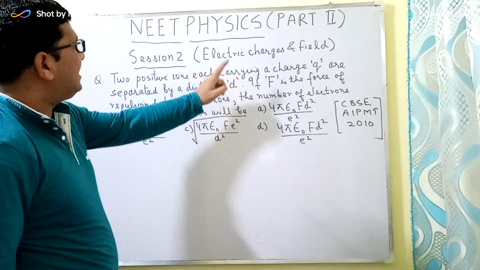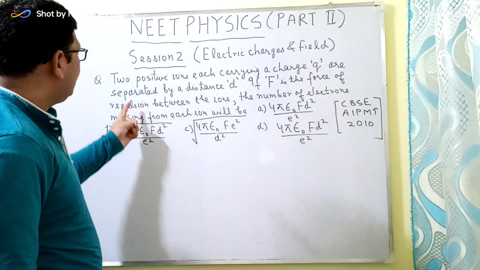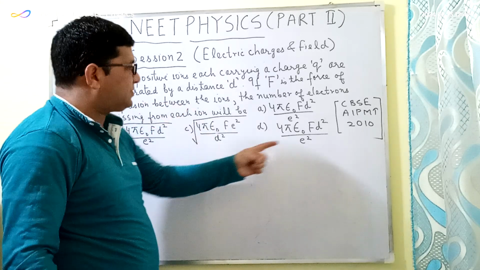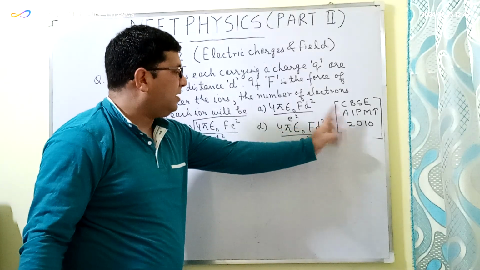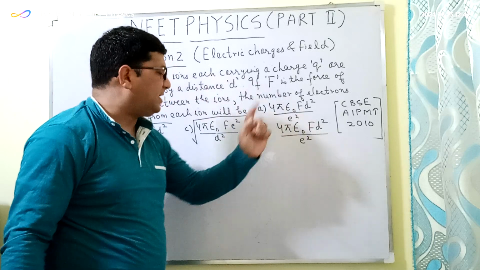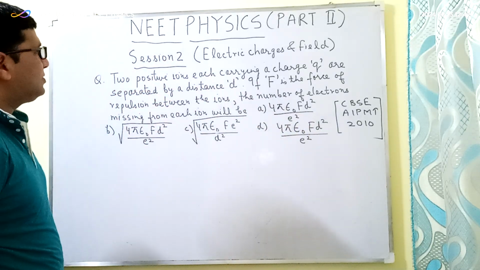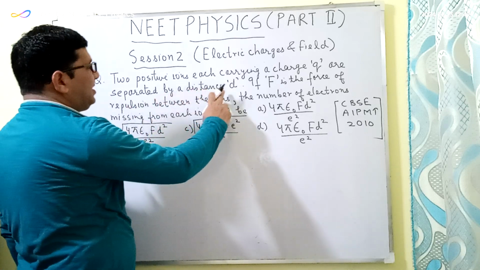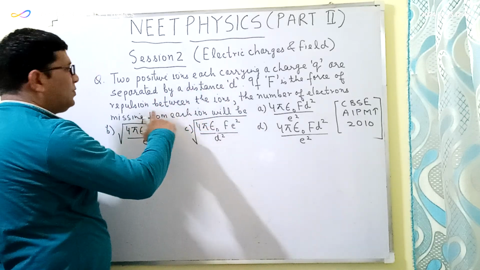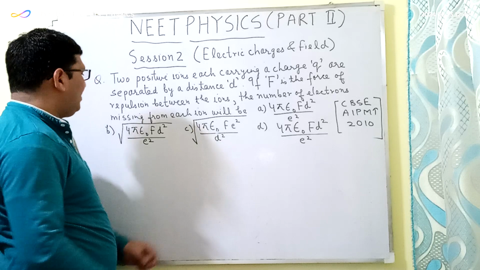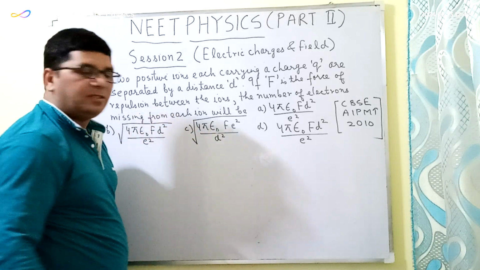The chapter is Electric Charges and Field, and this is the question which I have taken for this session, which was asked in the CBSE All India Medical Test 2010. The question is: two positive ions, each carrying a charge q, are separated by distance d. If F is the force of repulsion between ions, then the number of electrons missing from each ion will be.